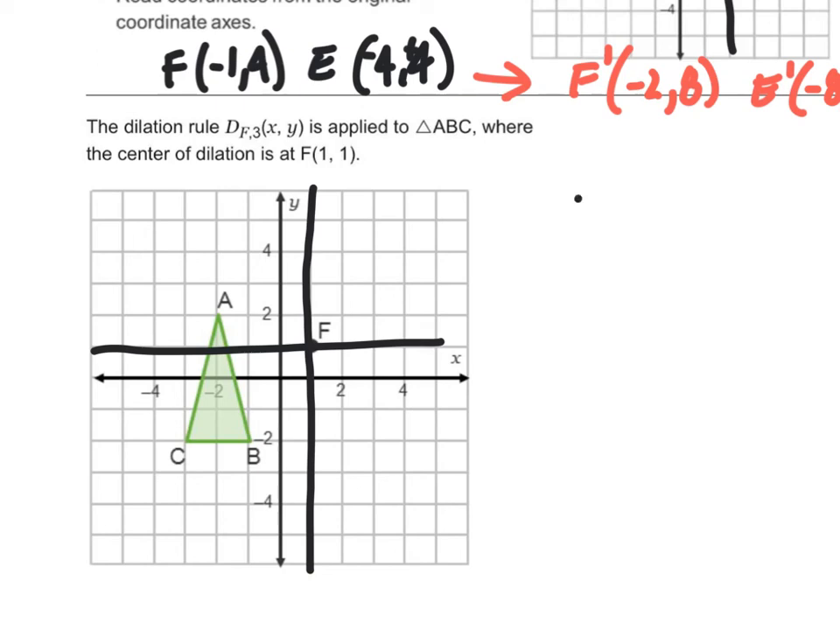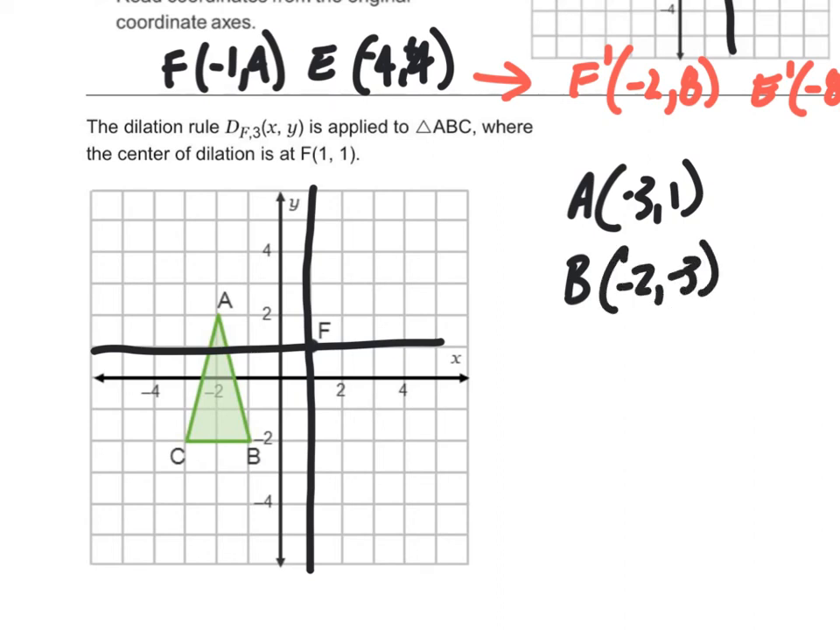With my new axes in here, A is now the point negative 3, 1. Point B has the value of negative 2, negative 3. And then C is the point 1, 2, 3, 4, down 3, so negative 4, negative 3.